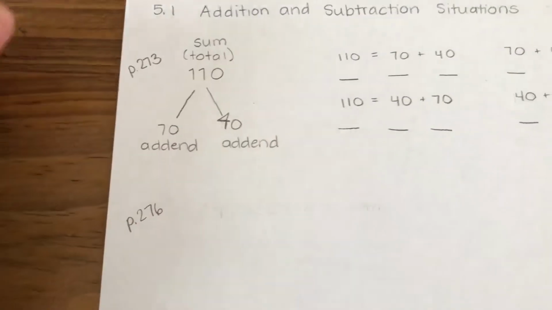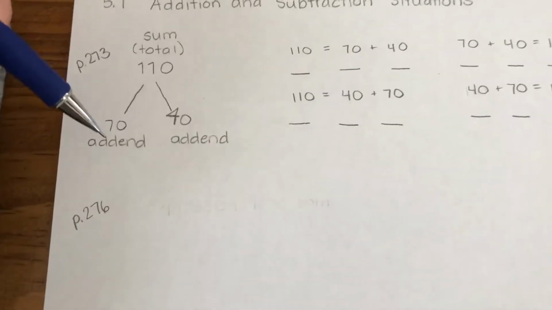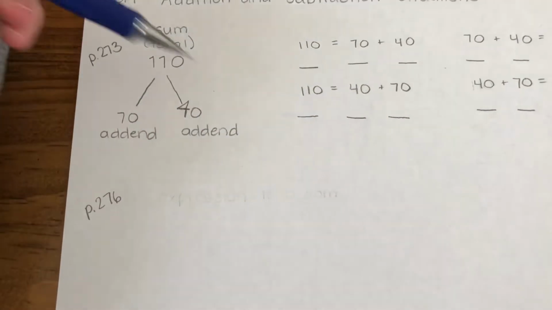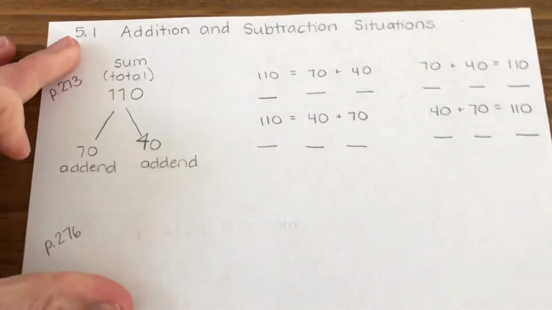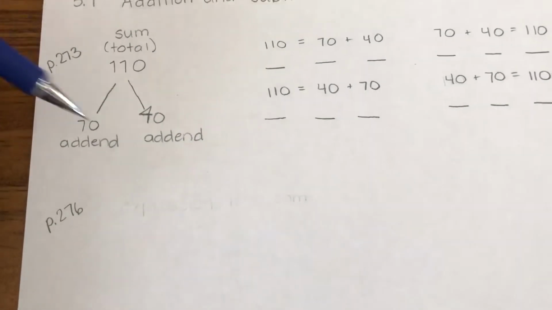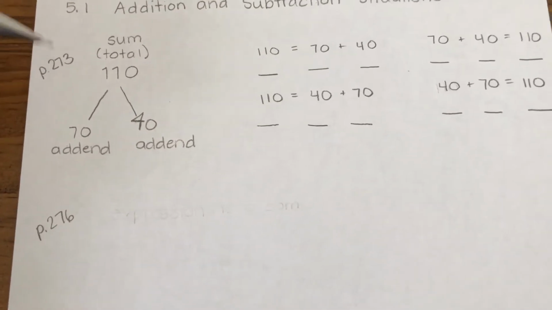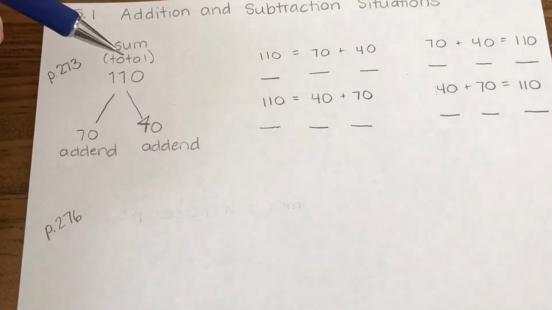All right. So if we have two addends, we've got 70 and 40. That makes 110, which is the sum or the total. So when we look at these different equations, how we can write these different ways, we're just labeling what is the total and what are the addends.